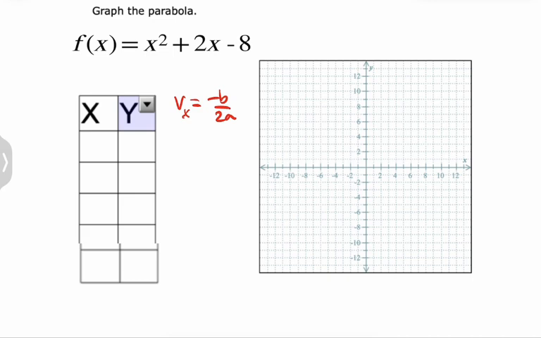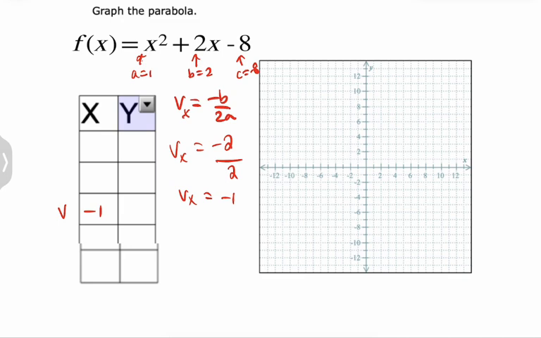Now, -b over 2a, our a is 1, our b is 2, our c is -8. So that's just the a, b, and c that we would use in the quadratic formula, the same a, b, and c that we used before. The b is 2, so when we do the opposite of that, we get -2. A is 1, so 2 of those is 2. So our vertex is at -1. So in the middle of our chart, let's choose -1.